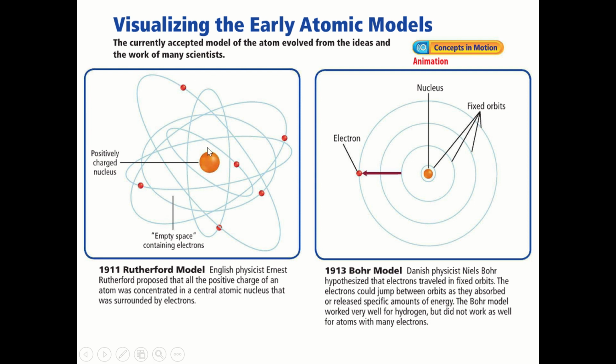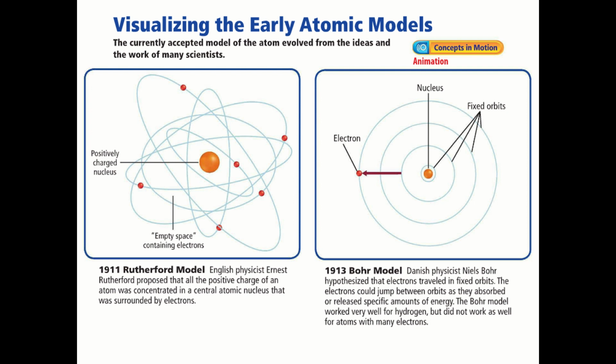So we have a positively charged nucleus in the middle, and then we have electrons that exist outside the atom like that. As you can see here, the English physicist Rutherford proposed that all positive charges of an atom should be concentrated at the central atomic nucleus, and the electrons are surrounding the nucleus and rotating around it. Now, after Rutherford, there was another scientist, and his name is Bohr.